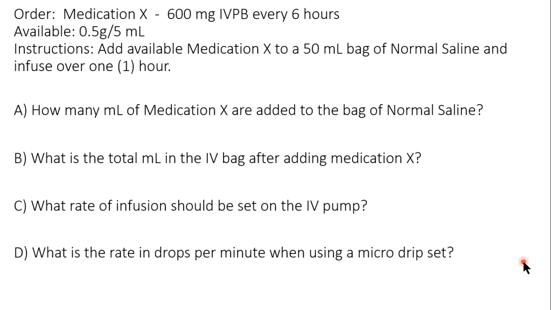First question is, how many milliliters of medication X are added to the bag of normal saline? B, what is the total milliliters in the IV bag after adding medication X? C, what rate of infusion should be set on the IV pump? And D, what is the rate in drops per minute when using a micro drip set? I'm going to give you guys some time to work on those. Please let me know when you guys are ready to go over the procedure.